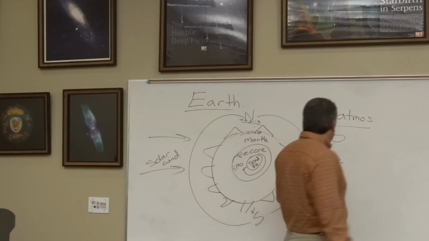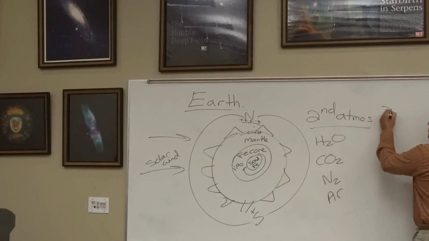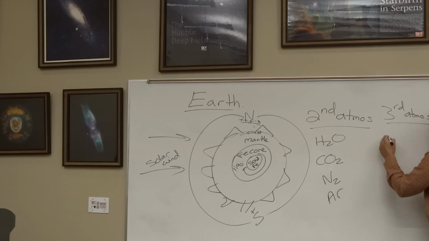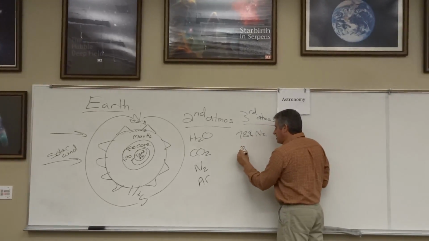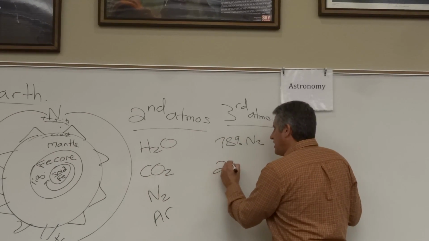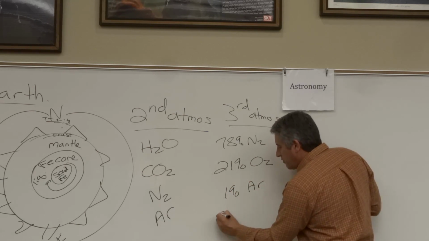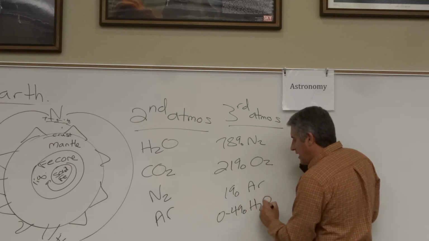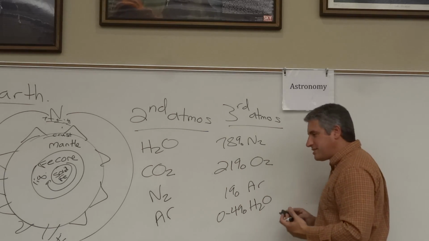We've also got an atmosphere rich in water, carbon dioxide, nitrogen, and argon, but that's not the atmosphere we're breathing today. The Earth's third atmosphere, the atmosphere we're breathing today, is rich in nitrogen. It's about 78% nitrogen, about 21% oxygen, and about 1% argon, and 0 to 4%, depending on the amount of water trapped in the atmosphere at any given time, water vapor. This is the Earth's third and present atmosphere.